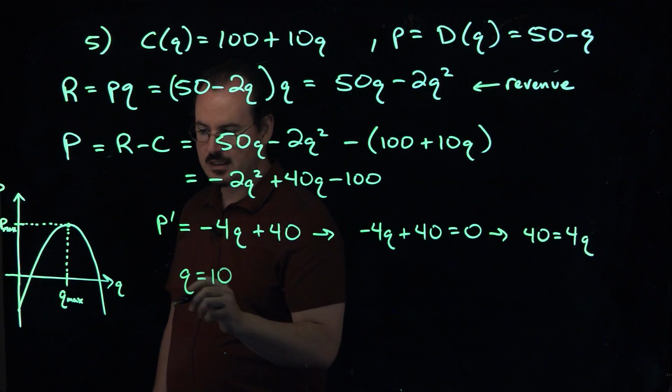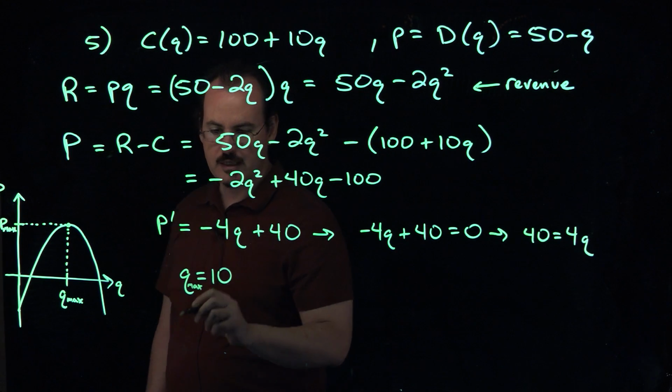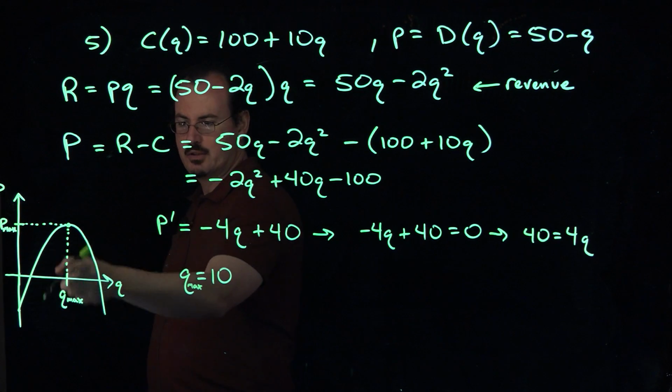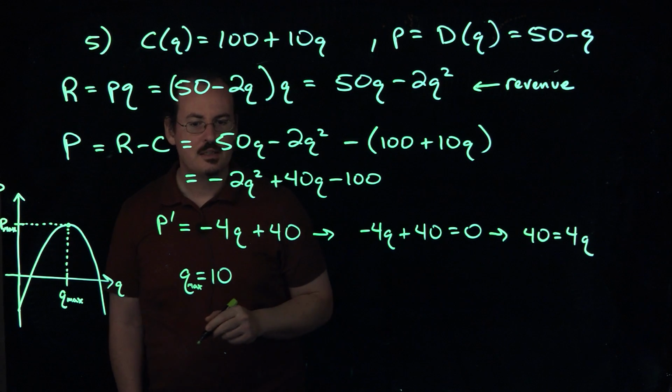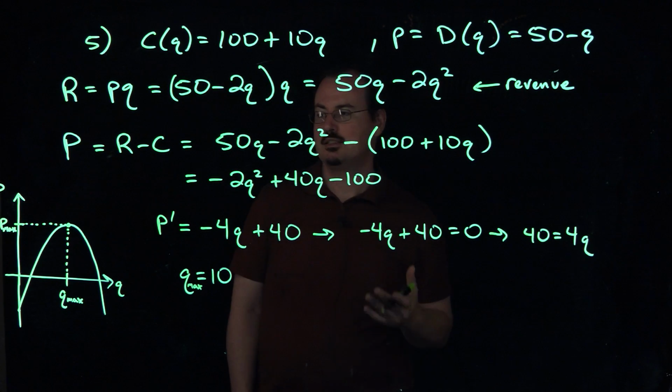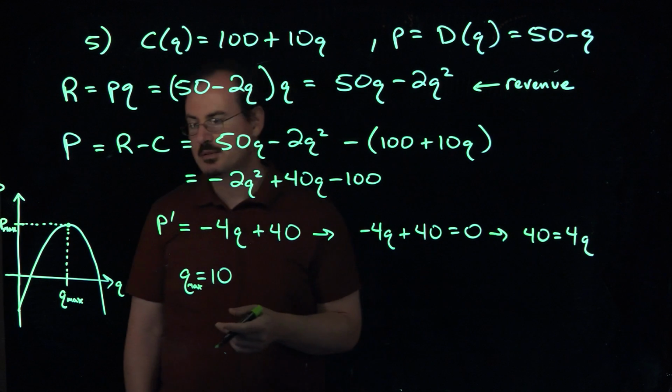Okay, so that actually is the Q max value right there. Let's go ahead and just notate that. That's Q max. That is the value that we were looking at on the graph over here. So in other words, if I sell 10 items, then I'm going to have a maximum profit.